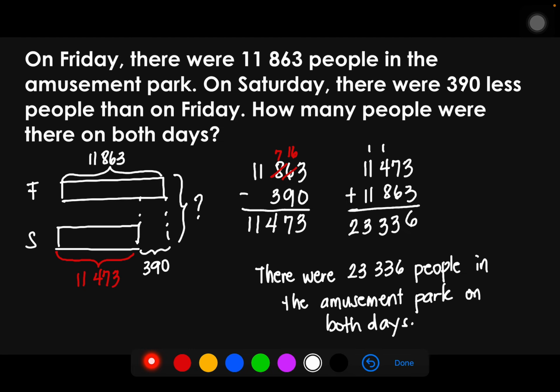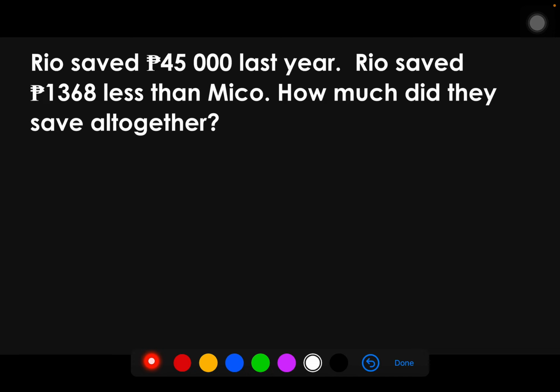Alright, so let's try another problem. Rio saved 45,000 last year. Rio saved 1,368 pesos less than Nico. How much did they save altogether? So for this word problem, again, we will first try to model it.